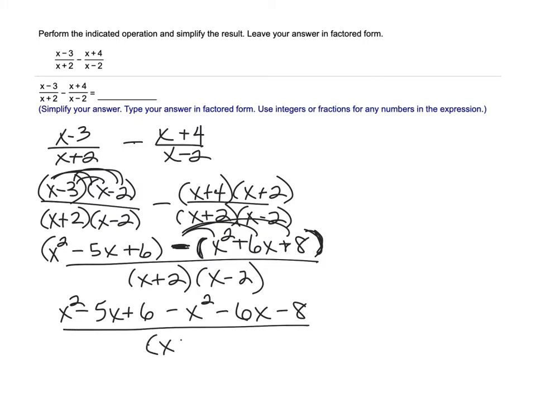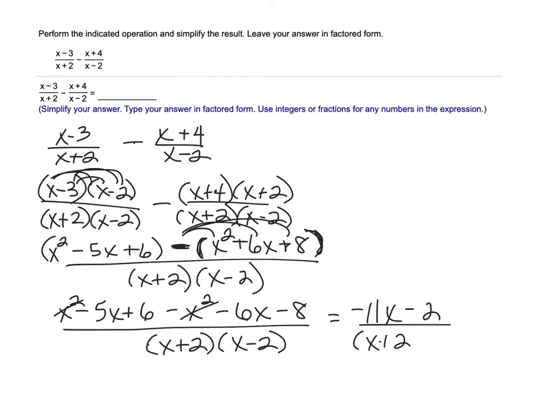And one last step, just to simplify, let's combine anything common on top that we can. We have x squared minus x squared. That gives you 0. Negative 5x minus 6x gives you negative 11x. And then 6 minus 8. This is our answer. We're not solving anything, they just wanted you to add or subtract the two fractions together, getting a common denominator. All right, now we get to the complex rational expression.